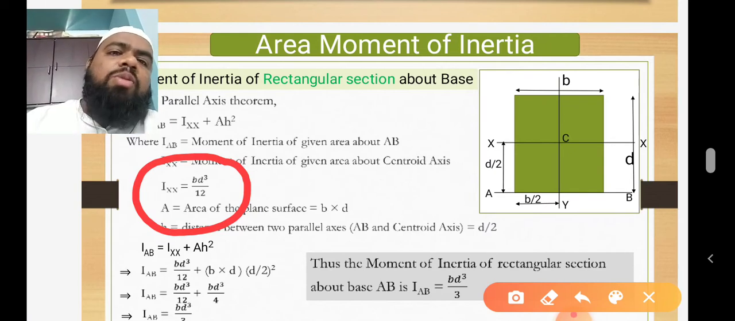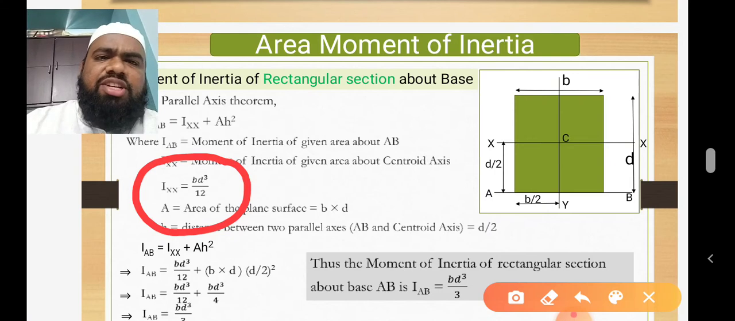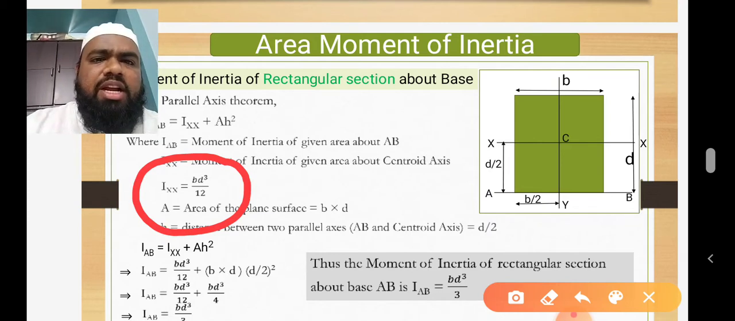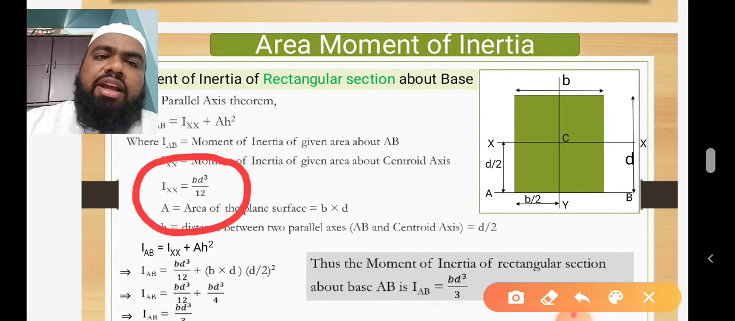So this is the formula for every rectangular section. Moment of inertia about its centroidal axis will be equal to base into depth cube divided by 12. Clear? So now area is equal to the area of the plane surface, that is nothing but base into depth.